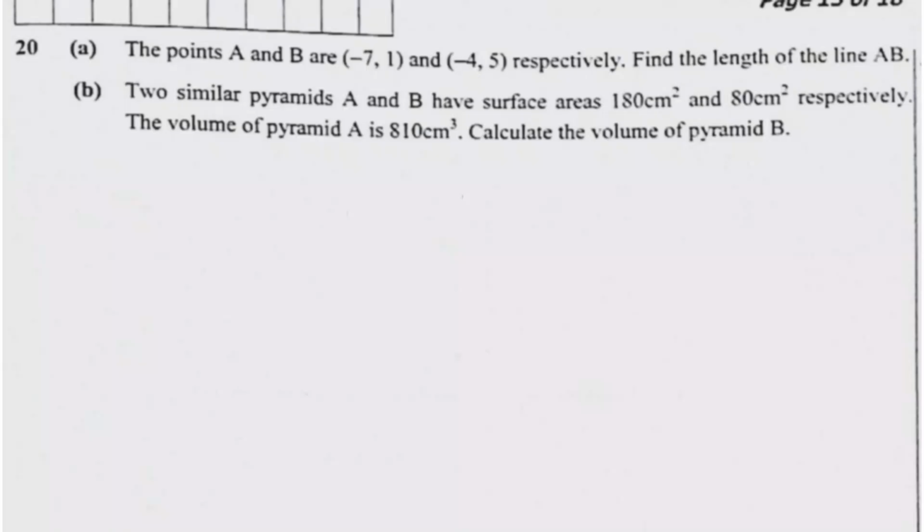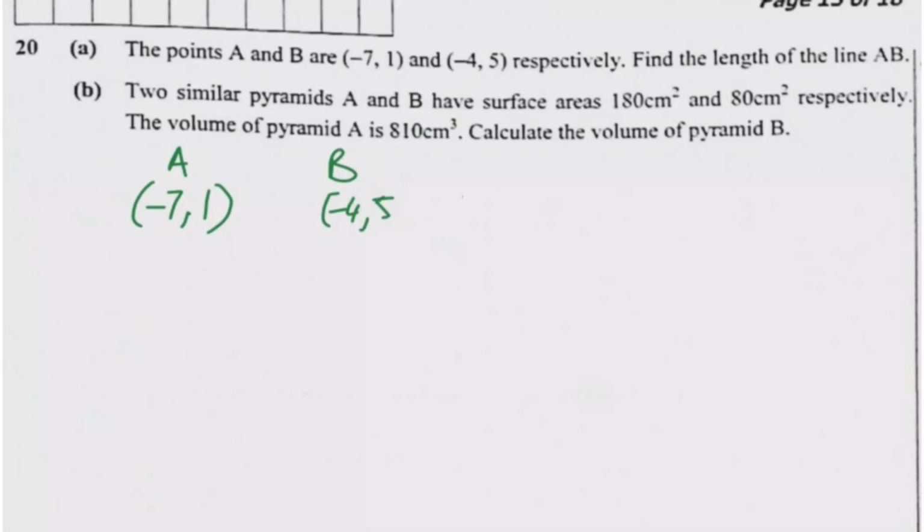We come to question 20, which is as follows. Question 20a: the points A and B are negative 7, 1 and negative 4, 5 respectively. Find the length of the line AB. So we are going to find the length of AB. Before we do that, let's identify the points. The points for A are negative 7, 1. The points for B are negative 4, 5.